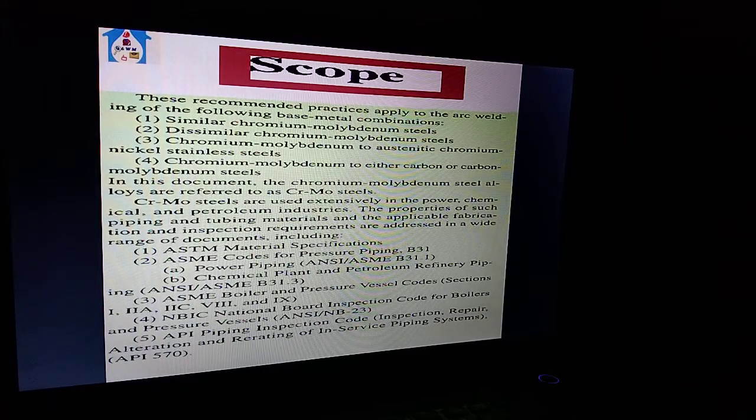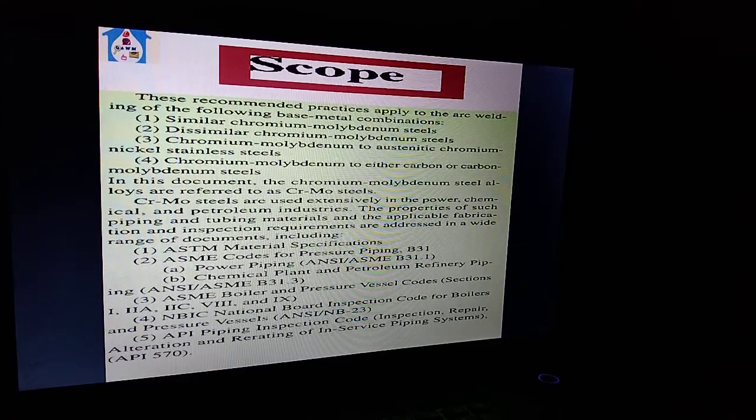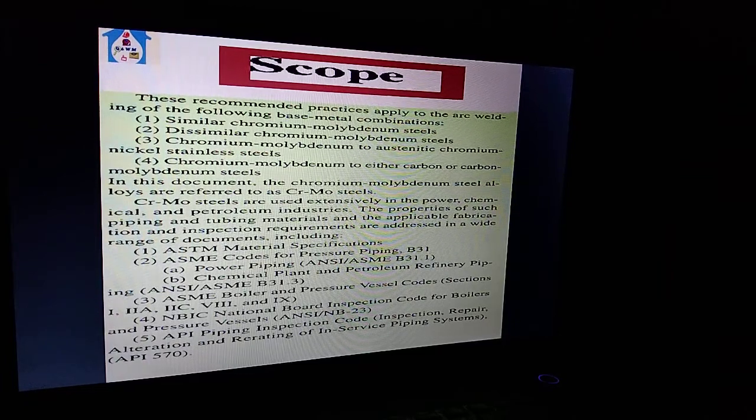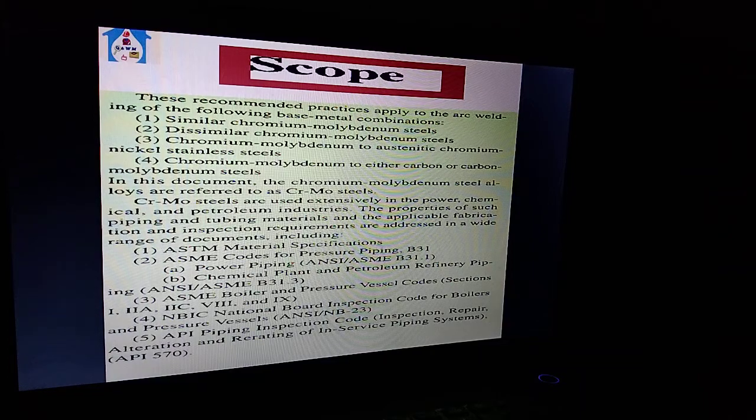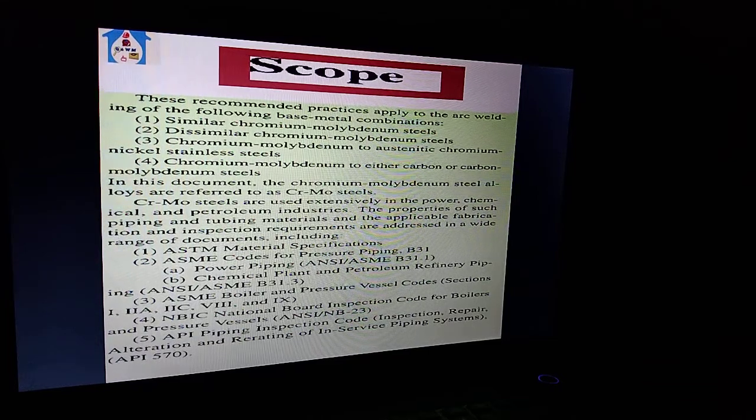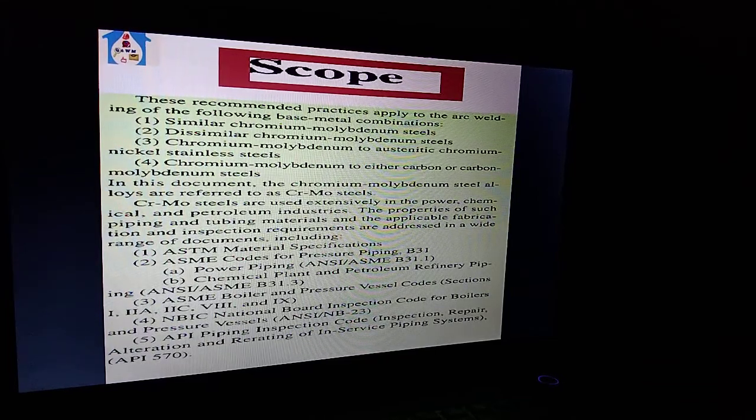ASME material specifications, ASME Code for Pressure Piping B31.1 Power Piping, ANSI/ASME B31.1, Chemical Plant and Petrochemical Refinery Piping, ANSI/ASME B31.3, and the ASME Boiler and Pressure Vessel Code, Sections 2A, 2C, 8 and 9.